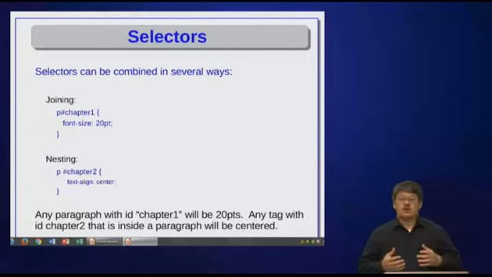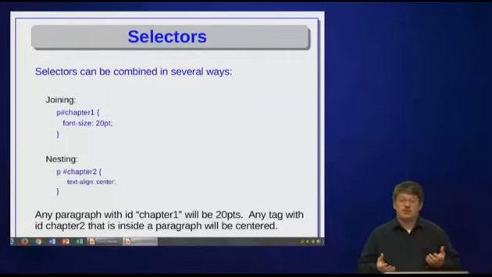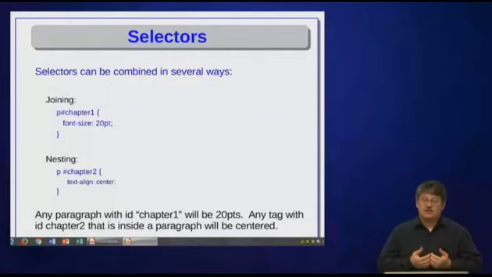We can also create selectors by combining them together. One way to combine selectors is what's called joining. For example, if I say P hash chapter 1, I'm taking two selectors, the P selector that selects all paragraphs, and the hash chapter 1 selector that selects elements with the ID chapter 1, and I'm making a new selector that selects only elements that satisfy both criteria. In other words, paragraphs with ID chapter 1.